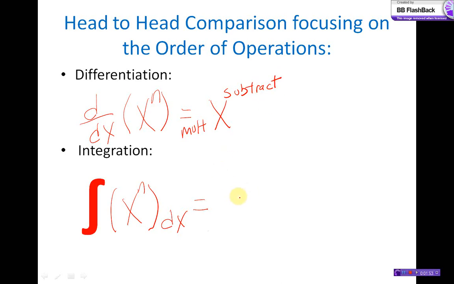Down here in the integration, the first thing we did was we added. And the second thing we did was we divided. Okay.